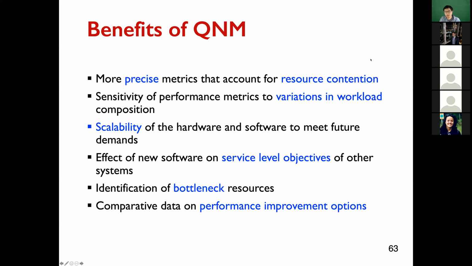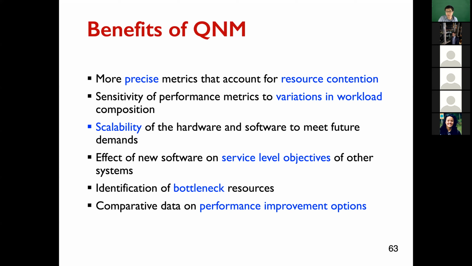So what are the benefits of queuing network models, or QNM? First, it provides more precise metrics that account for resource contention and multiple users. Also, it is sensitive to the variation in workload composition. So if you have more users, the result will be different, right? It also allows you to understand the scalability, how many users the system can handle, and also allows you to set up or meet your service level objectives.